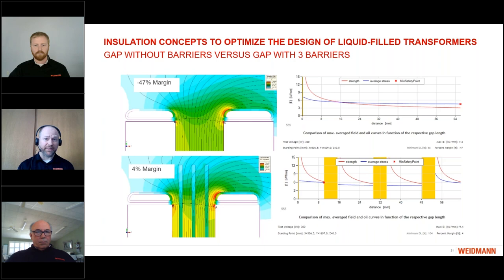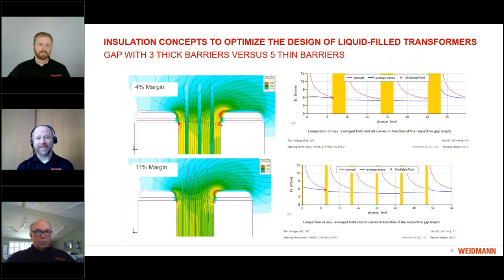So if you go to the next slide, please, I will show a comparison again. So now what we've done is broken that gap up into smaller ducts using thinner barriers. So we went from three thick barriers to now five thin barriers with a little better control of each of the duct sizes. In this case, that gained us an additional 7% margin just by adding in those few barriers.